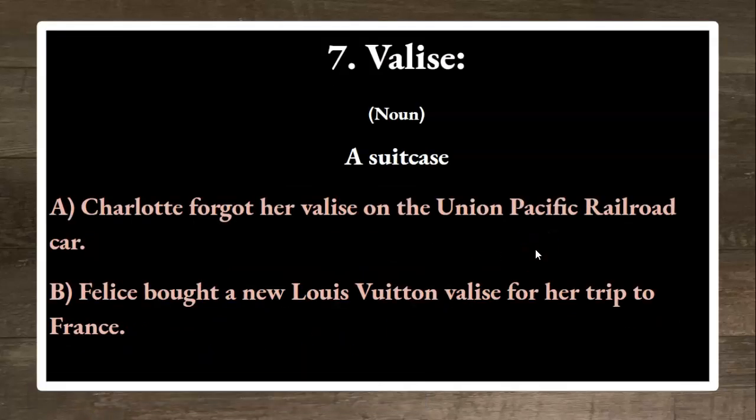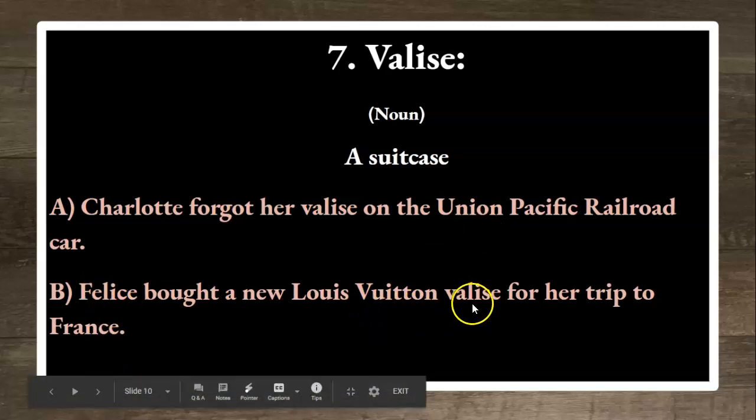Okay, valise is a very easy word. It is a suitcase. That's all it is. So Charlotte forgot her valise on the Union Pacific Railroad car. Or Felice bought a new Louis Vuitton valise for her trip to France. We have some internal rhyme here too.